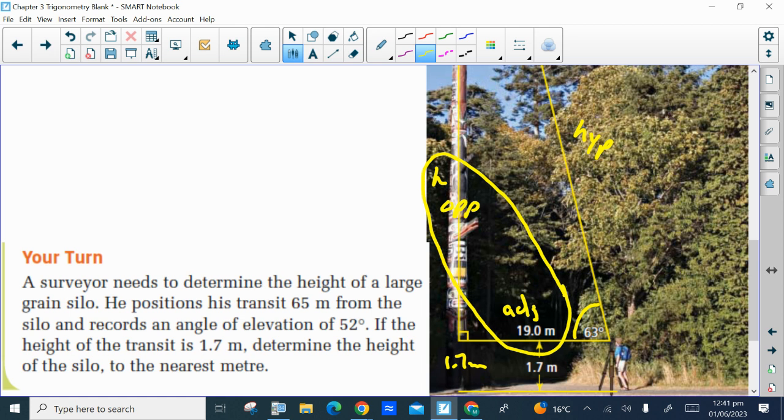We're trying to find h, the height of the triangle, and we're given the adjacent side, how far the transit is away from the base of the totem pole. Those are the two sides we're going to use. Opposite and adjacent. Which uses which ratio, Sal?